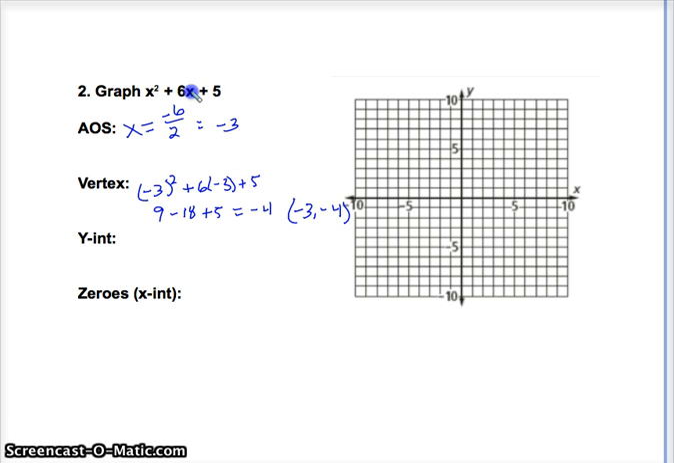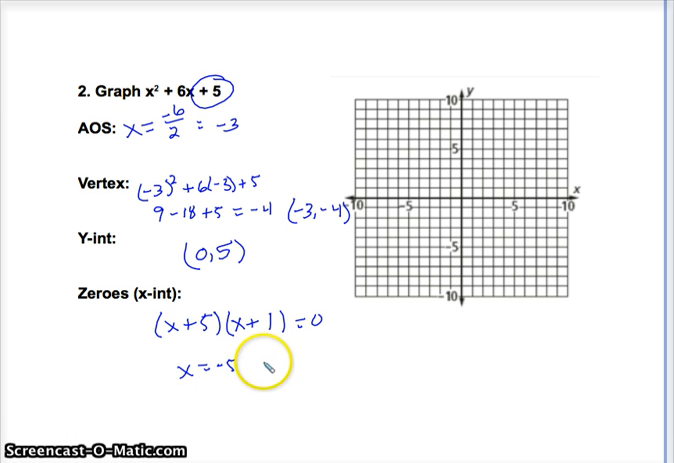My y-intercept here is my c value, so that's the point 0, 5. And my zeros, when I factor, my factors become x plus 5 and x plus 1. So that means my zeros are x equals negative 5 and x equals negative 1, giving me ordered pairs, rather, of negative 5, 0, and negative 1, 0.